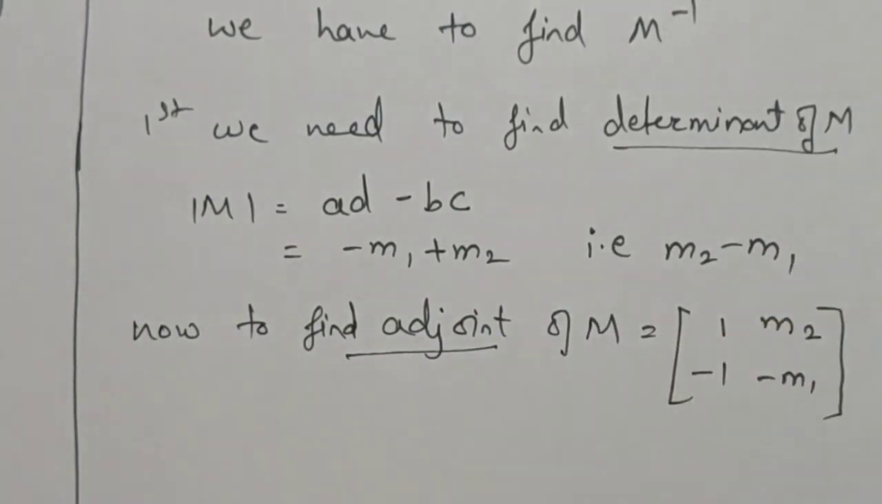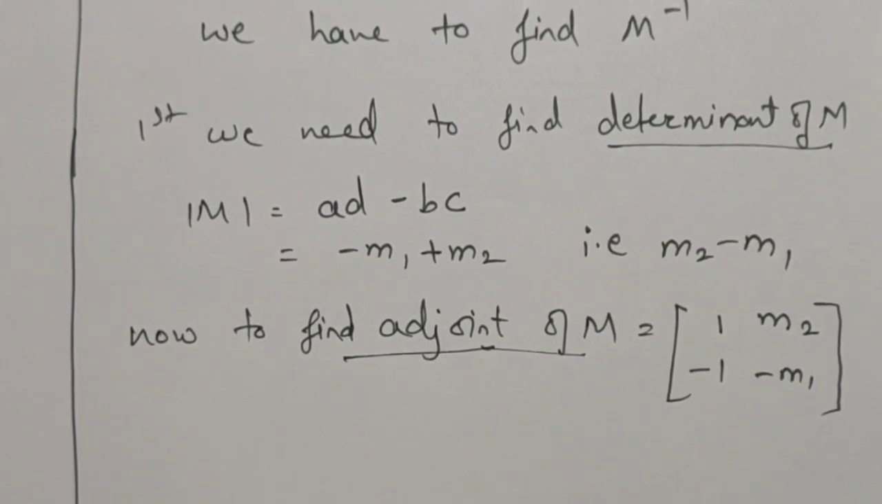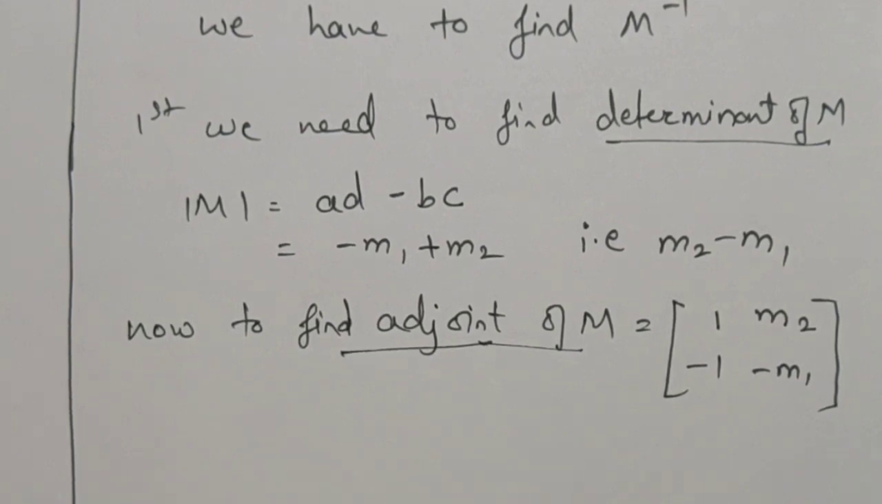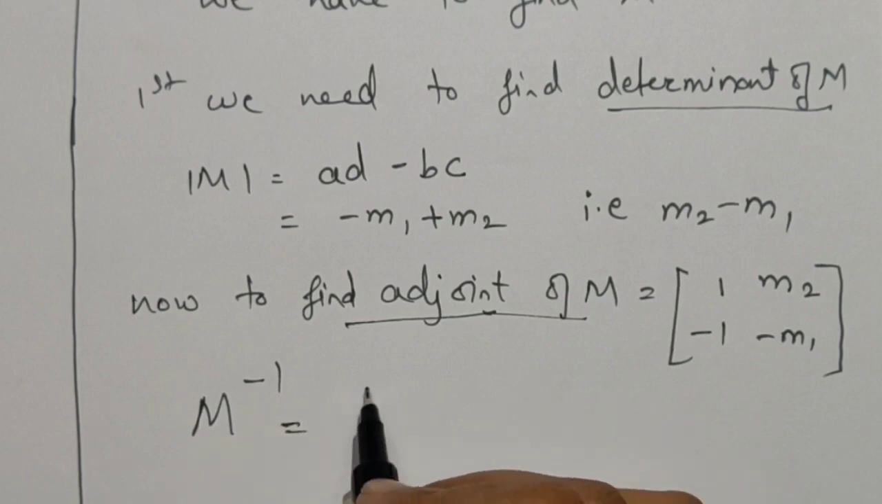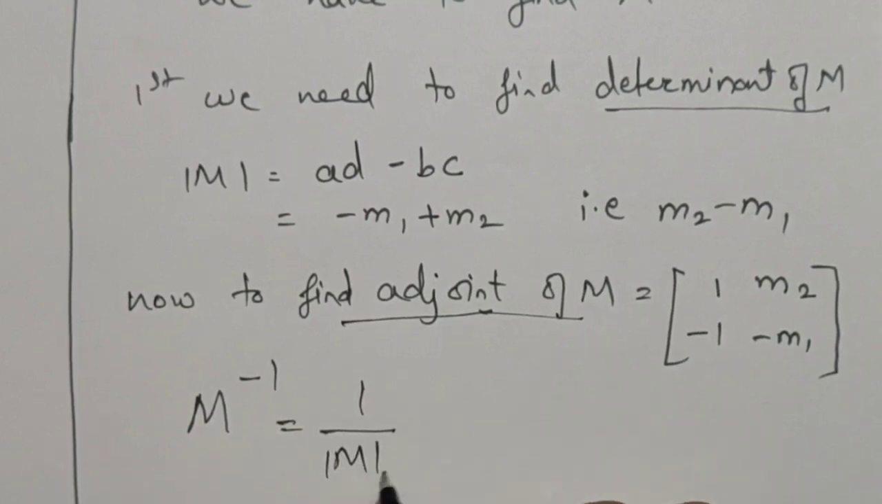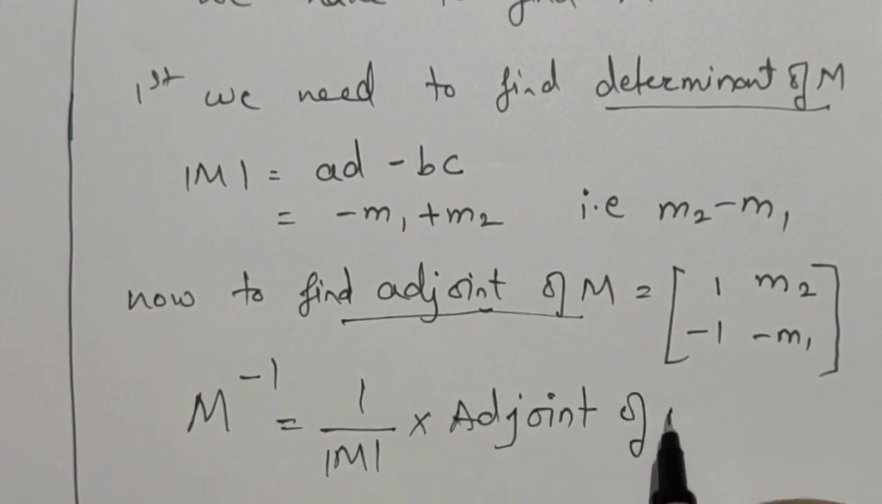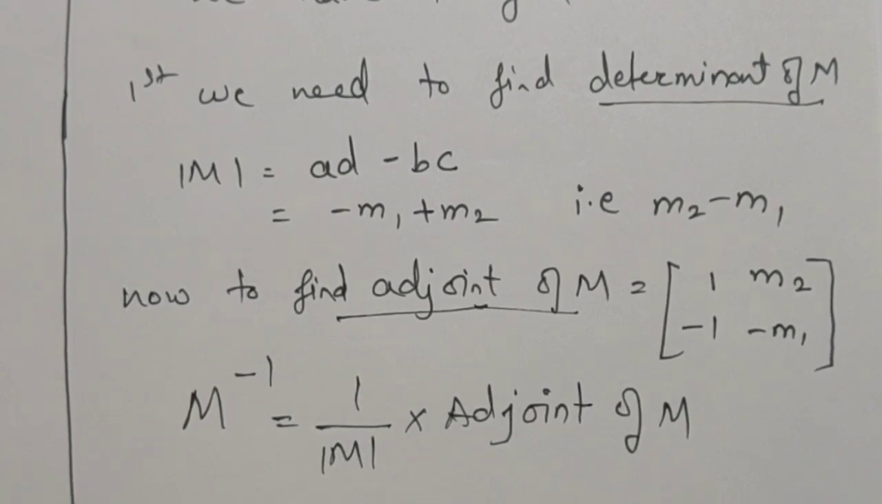We have found both the determinant of M and the adjoint of M. Now let's interchange the diagonals. After interchanging the diagonals, we got this answer. Now let's calculate M inverse. M inverse will be calculated as 1 upon the determinant of M into the adjoint of M.